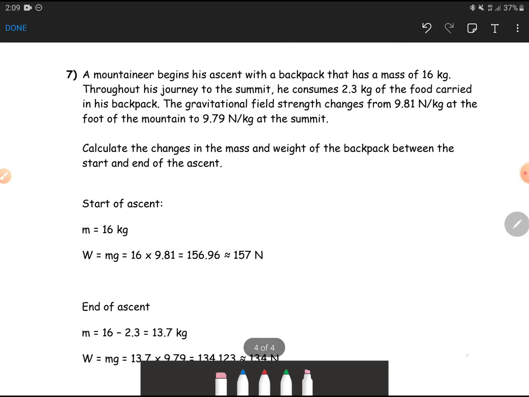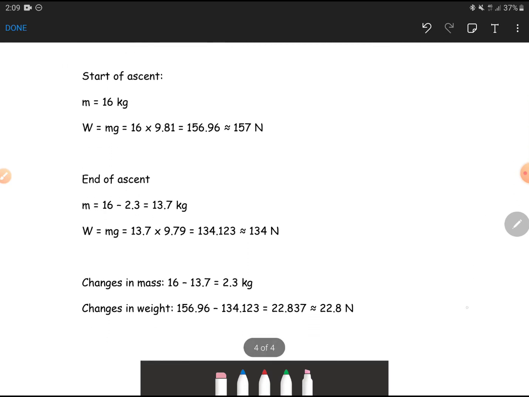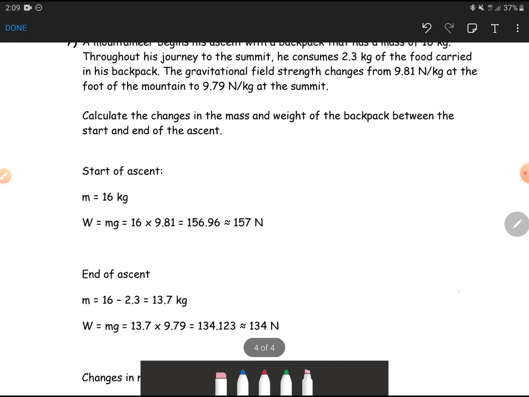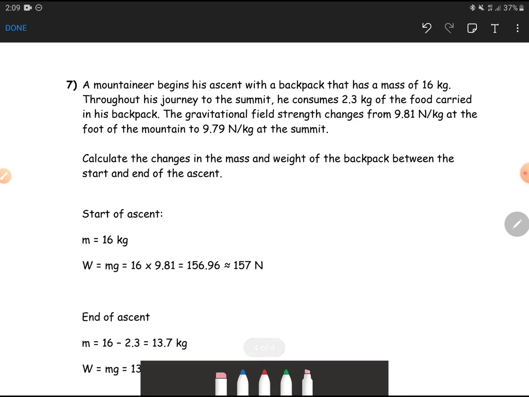And question number 7. Now, question number 7 looks very complex. Actually, it's very easy, it's just that it gives us a lot of information. So when you're doing this question, I would advise you to be very systematic. Note down all of the information that you're recording. So, for example, as you can see over here, I've got the start and then the end. So I find out the values for each of them.